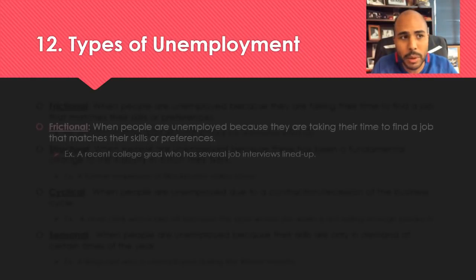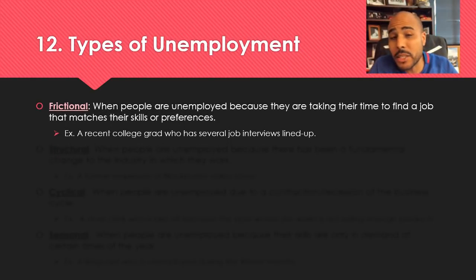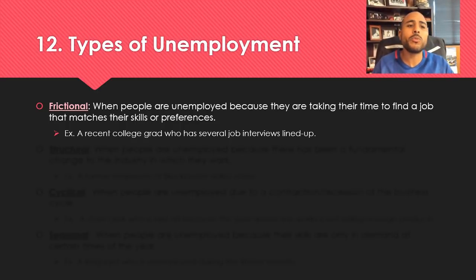Now, the types of unemployment. The first kind, which is actually considered positive for the economy, is called frictional unemployment. Frictional unemployment is when people are unemployed because they're taking their time to find a job that really matches their skills or their job preferences. Like if you're a recent college grad who has several job interviews lined up, you're not likely to take the first offer. You're going to wait till you've had all the offers, and then you'll make a decision about which job is going to make you better off.